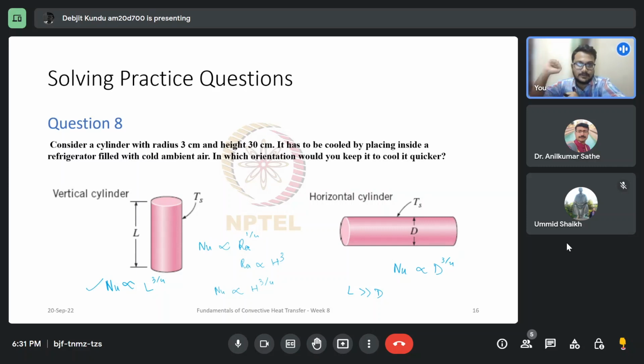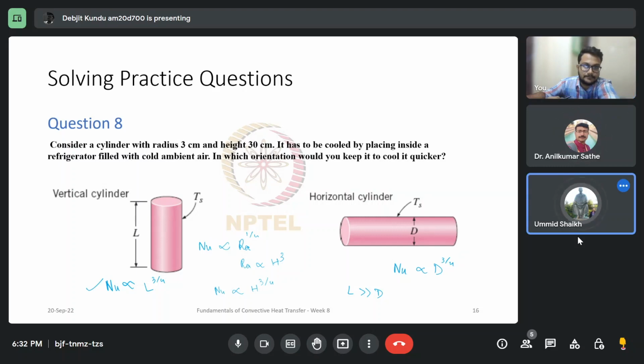But in experiments, it is seen that keeping it in the horizontal position actually cools it down more quickly. So what is the reason for that? If we keep it in the horizontal position, the thermal boundary layer thickness will be less. Yeah, correct. And that's why the heat transfer rate will be more in this case.